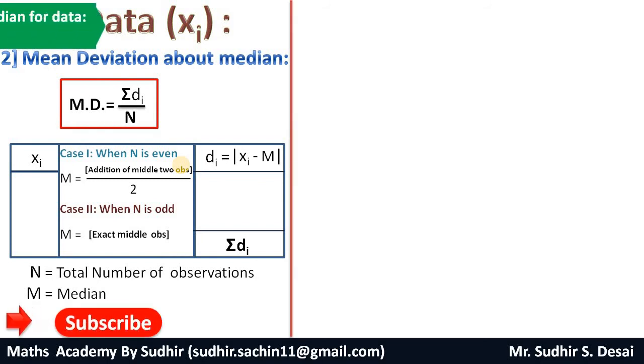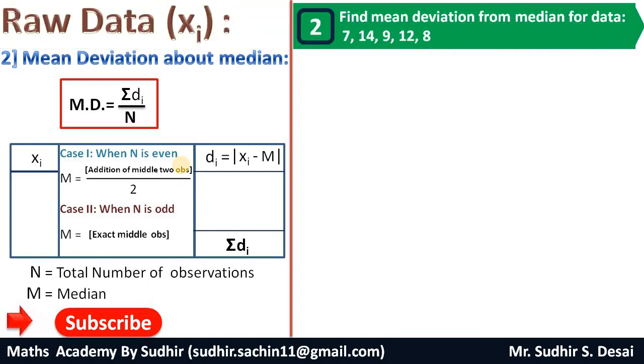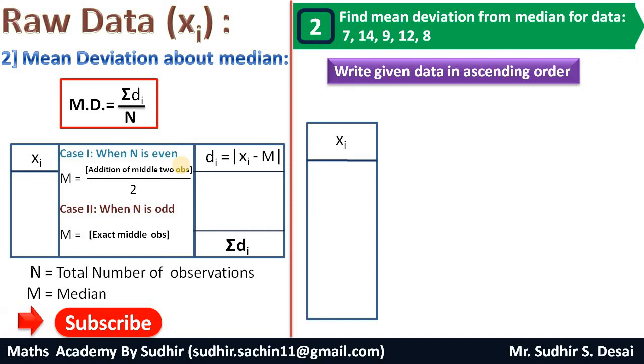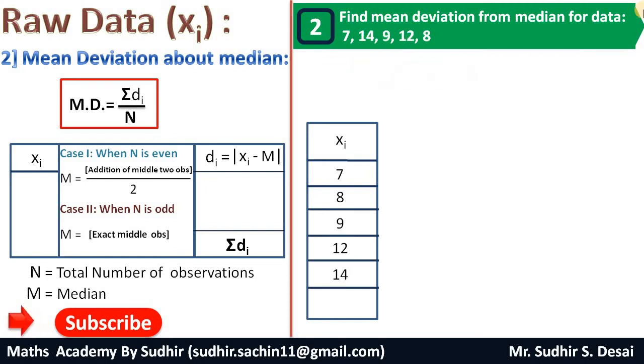So let's see one example. Find mean deviation from median for the data. So first we are going to write this data, which is nothing but the raw data. So observations are given, which is denoted by the letter xi, and remember this, write the data in ascending order. So what will be the first observation? The smallest one is 7, then next is 8, next 9, 12 and 14. Now next step is to find the median.